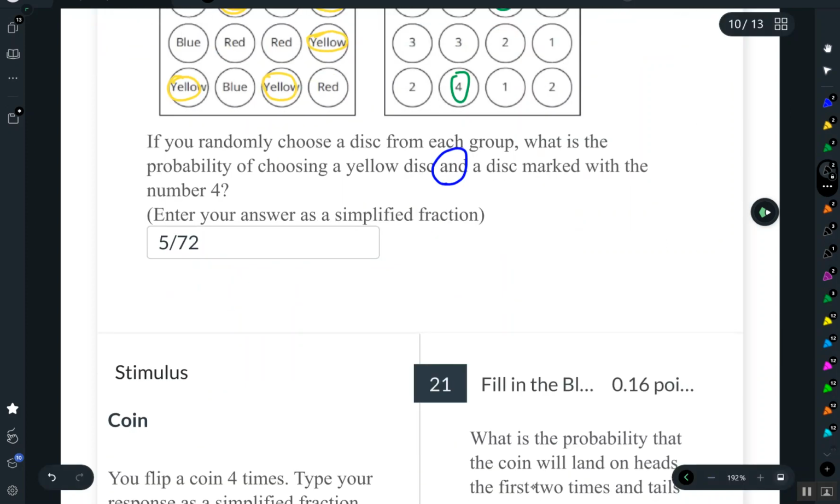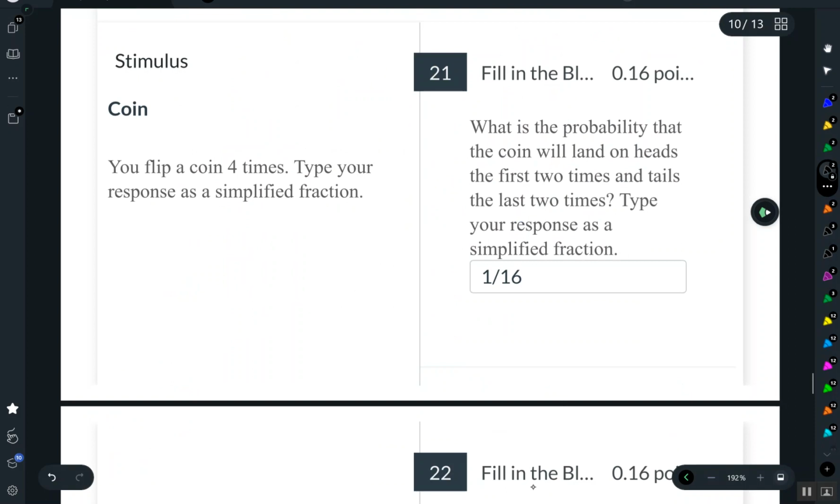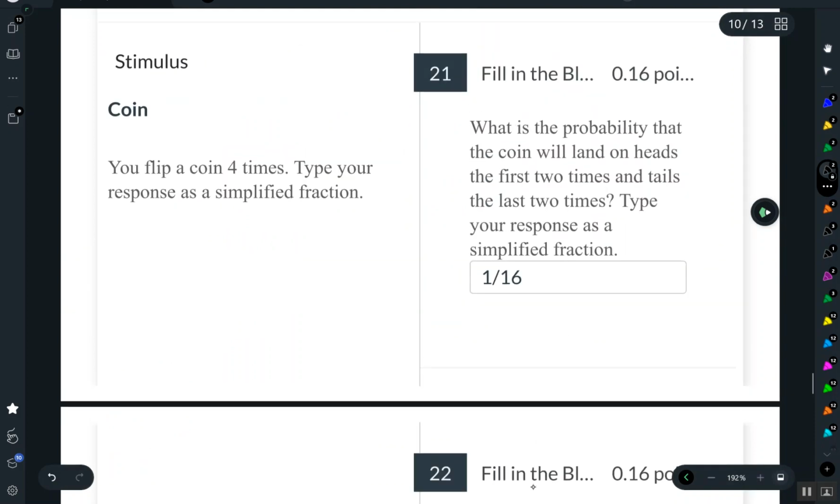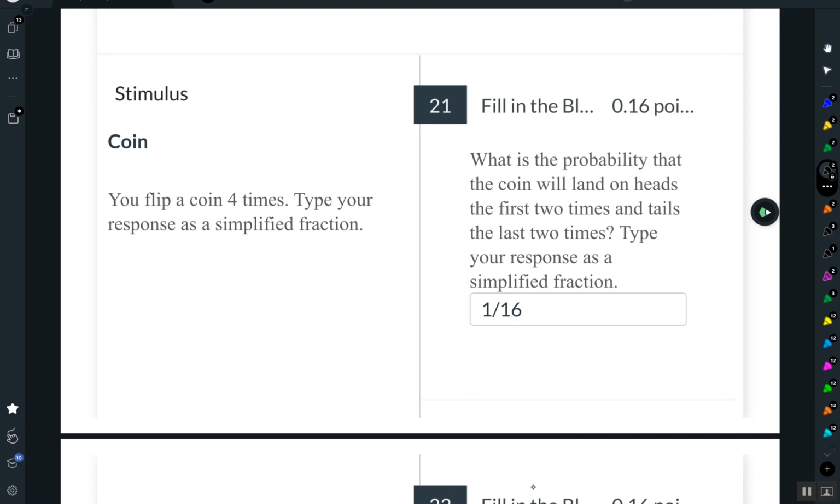Okay, number 21 and 22 are all about this coin. It says you flip a coin 4 times, type your response as a simplified fraction. So 21 says, what is the probability a coin will land on heads for the first 2 times and a tail for the last 2 times?